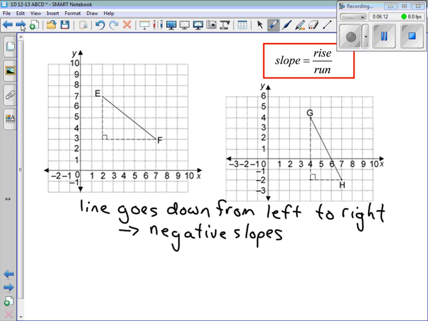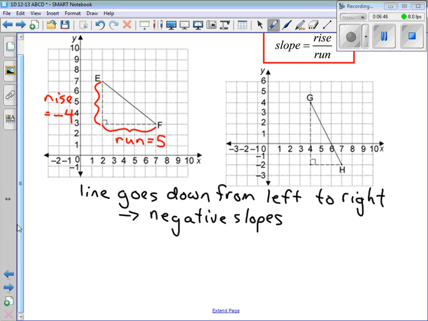Well, let's look at the first line here, EF. Okay. Our run, they've drawn the little triangle for us. Our run is going to be 1, 2, 3, 4. Our run is 5. Okay. Our rise, though, is this distance here. But instead of going up, our line is going down. So it's falling. So our rise is going to be a negative number. It goes down by 1, 2, 3, 4. So our rise is negative 4. So our slope here is going to be negative 4 over 5.